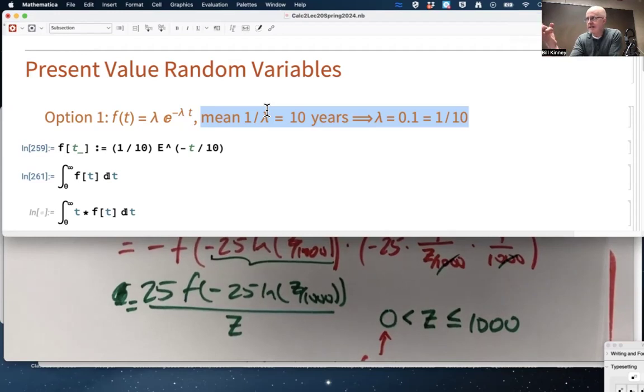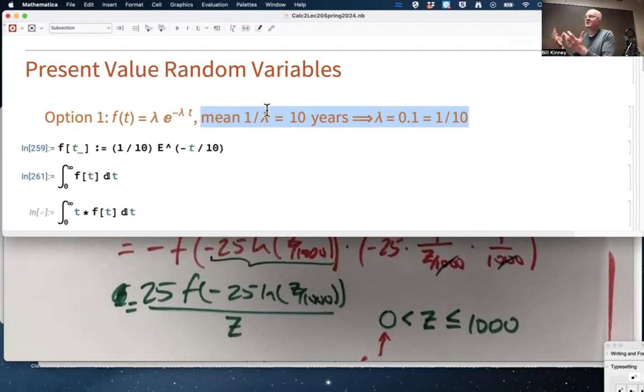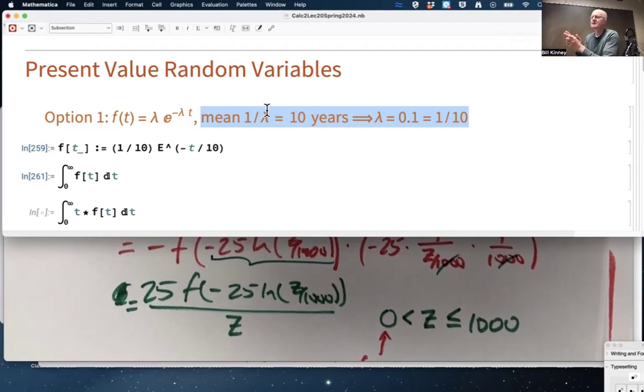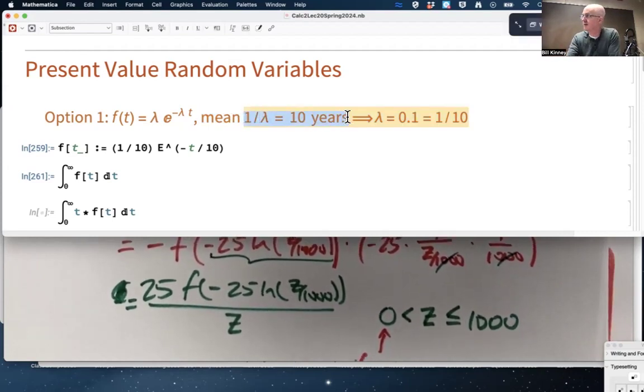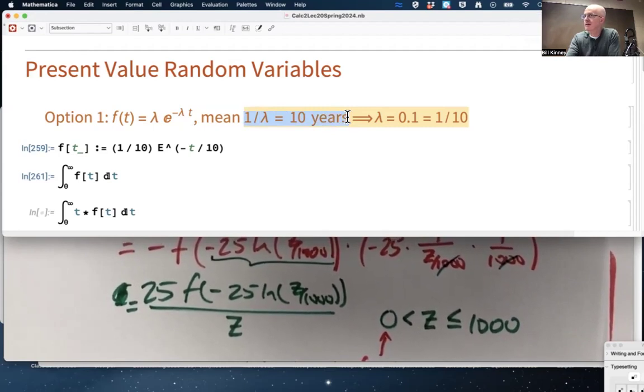For the sake of concreteness, let's imagine we have data on refrigerators, and on average, from the data, they last 10 years, or very close to 10 years. We could use this model then and take the mean to be 10. In other words, take 1 over lambda to be 10, and then solve for lambda. Lambda would be 1/10 or 0.1 if we do that.